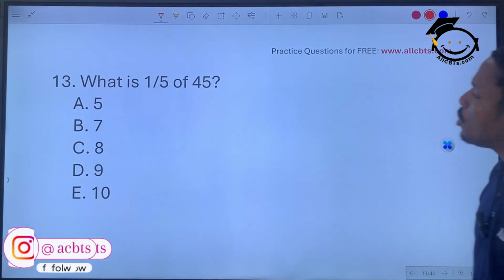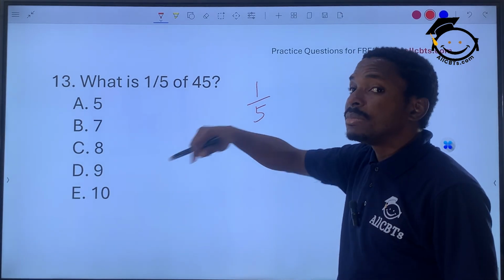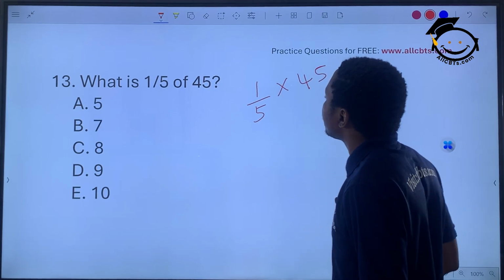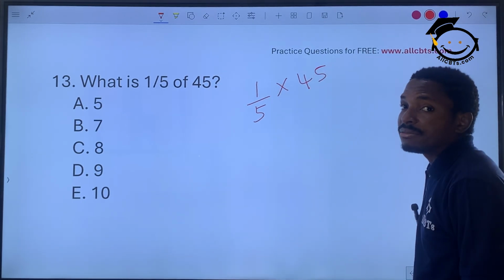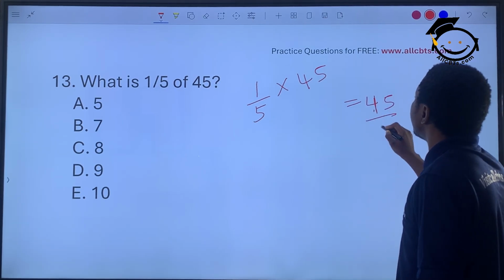Question 13. What is 1 over 5 of 45? Remember I told you earlier that "of" means what? Multiplication. So you multiply 1 by 45. That will give you what? 45 over 5.